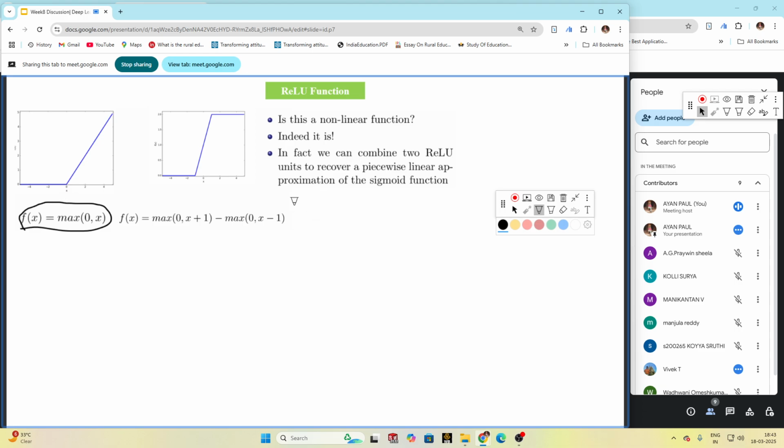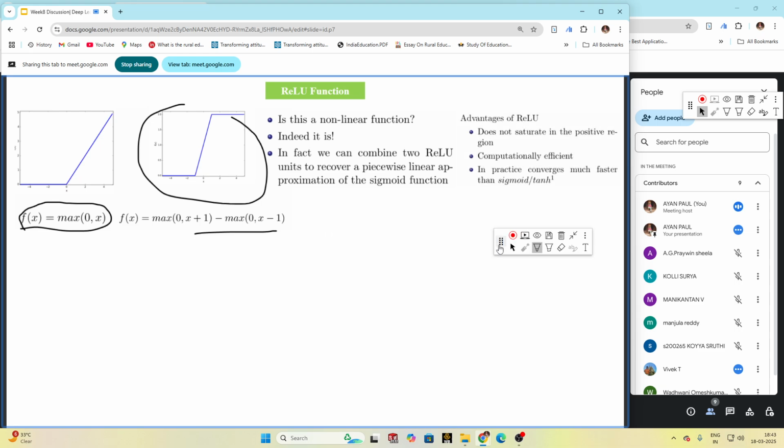Next, is it a non-linear function? Yes, it is a non-linear function, because now it is taking both cases: for negative input it shows one relationship, and for positive input it shows a different relationship. You can also verify by writing this equation. This equation clearly shows that it is non-linear. It is again another type of relu function, just a modified relu function. If you write this again, you can see that it is a non-linear function.